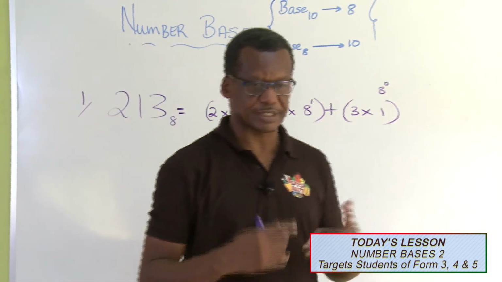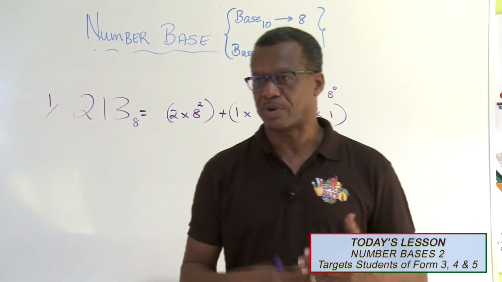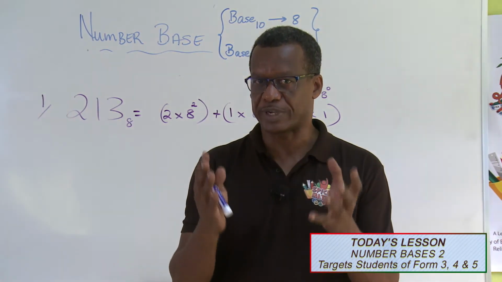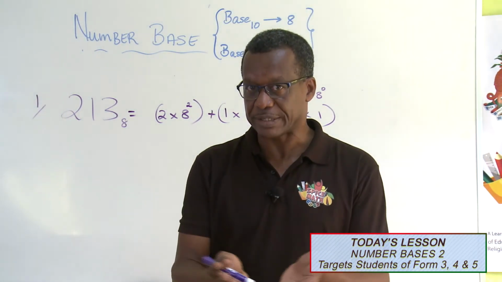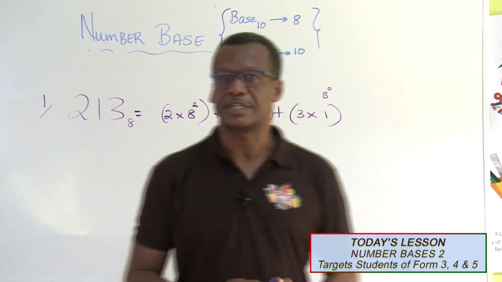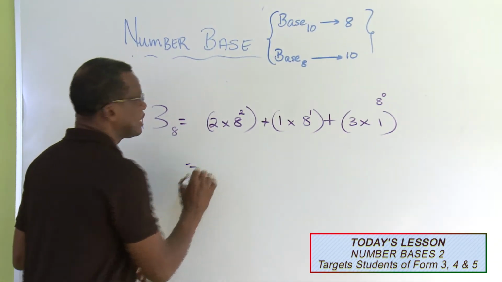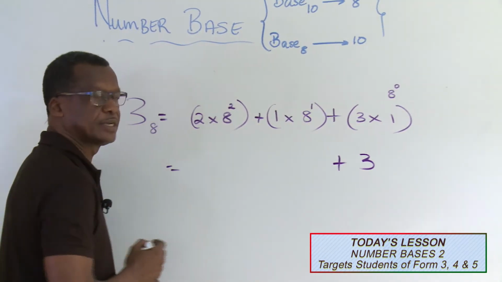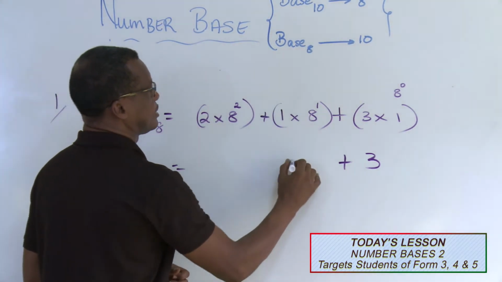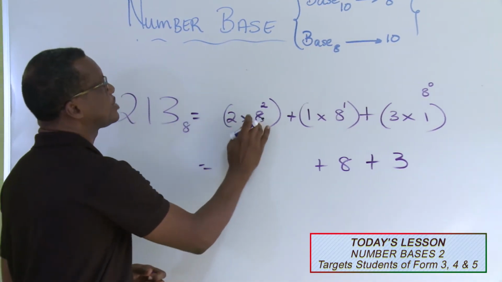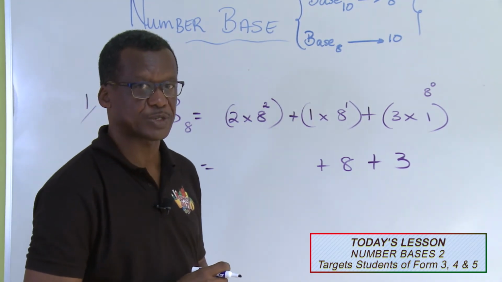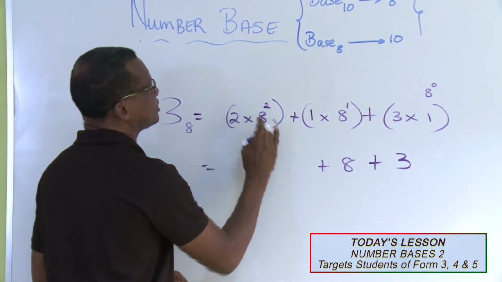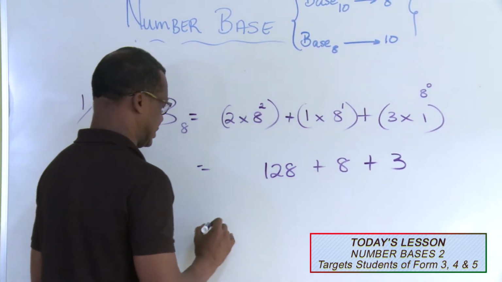Okay, remember hundreds and tens and ones are for when we're working in base 10. When the base changes, we have to think now in the group or in the base that we're working with, and in this case is base 8. Let's work it out. 3 times 1, 3. 1 times 8 is 8. And 2 times 8 squared. How much do you think 8 squared is? 8 times 8, which is 64. So 2 times 64 is 128.